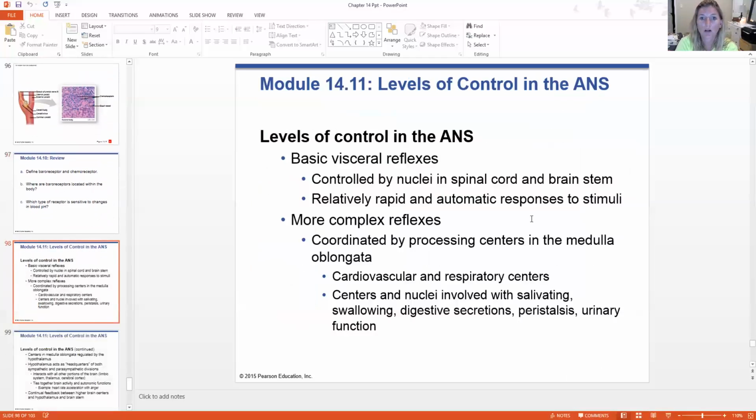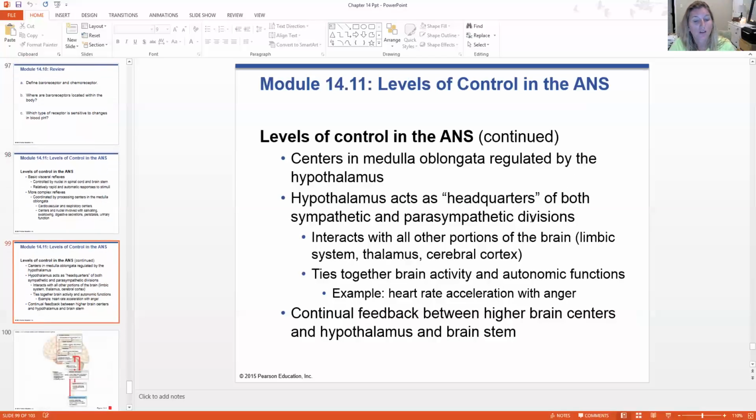And our autonomic nervous system can be controlled, again, through basic visceral reflexes or more complex reflexes. The basic visceral reflexes are controlled by the nuclei of the brain stem and spinal cord. These are relatively rapid, automatic responses to various stimuli. The more complex reflexes are coordinated by processing centers within the medulla oblongata. So these are our cardiovascular and respiratory centers, and the centers and nuclei involved in things like salivating, swallowing, digesting, peristalsis, and urinary function, all more complex reflexes. The centers within the medulla oblongata are all regulated by the hypothalamus. So all of that control comes down from the top, so to speak.